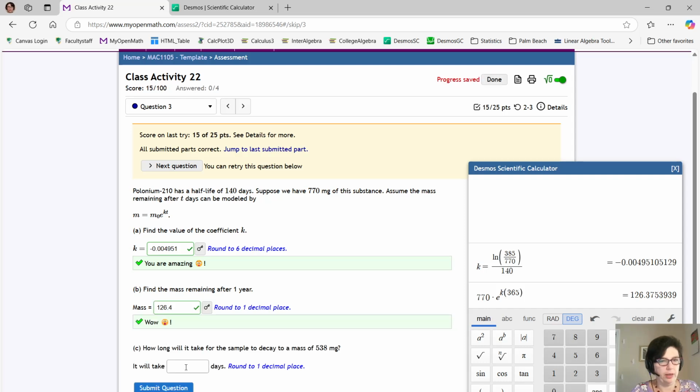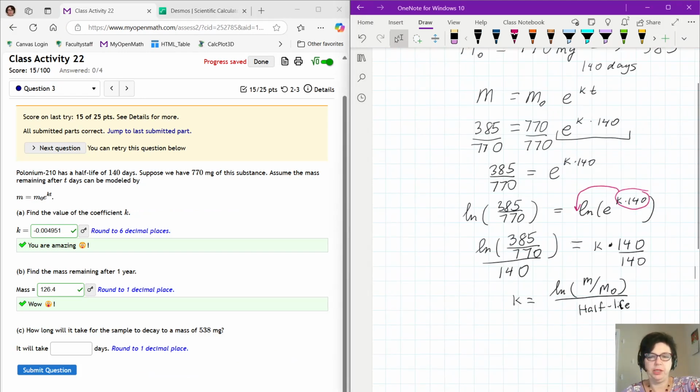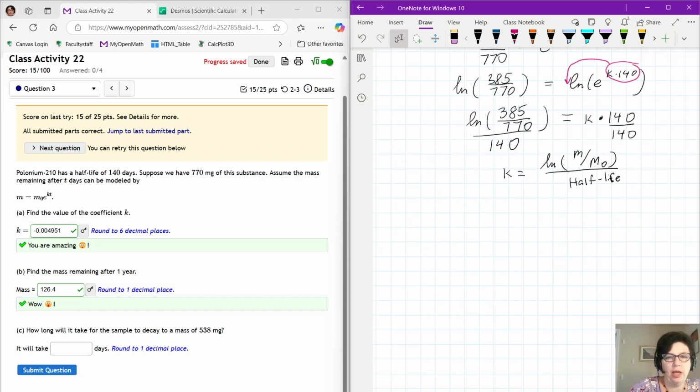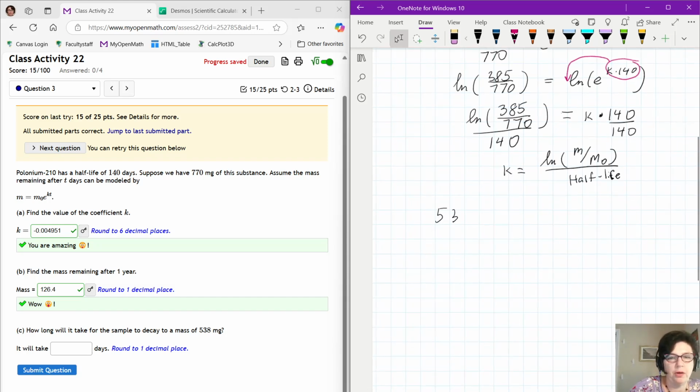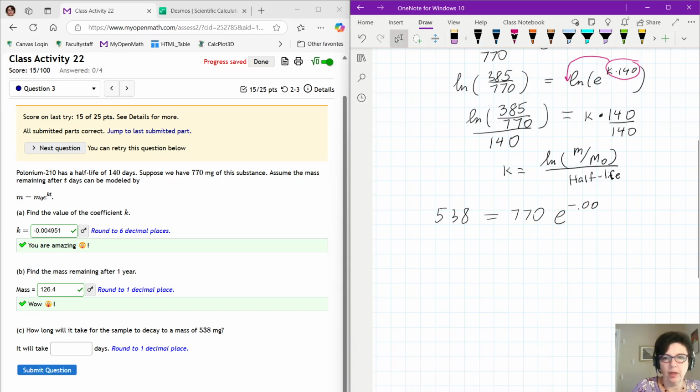126.4, something like that. Finally, I will need to solve how long it will take for the sample to decay to 538 milligrams. So 538 milligrams is the new mass. The original mass again was 770, and then we have e to the power k, which we know is this long number. Sorry about that, I just messed up on one of the zeros. So this is going to be 4951, and then multiply that by t, and we need to solve this for t.